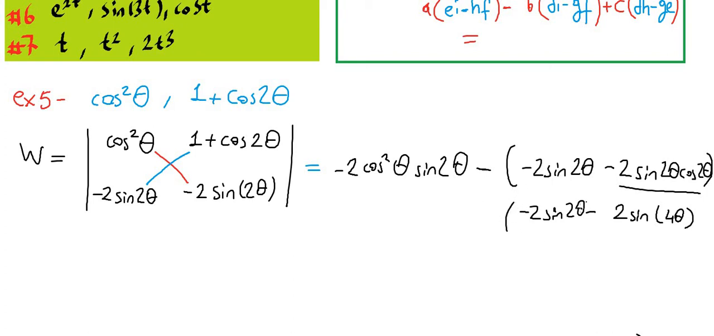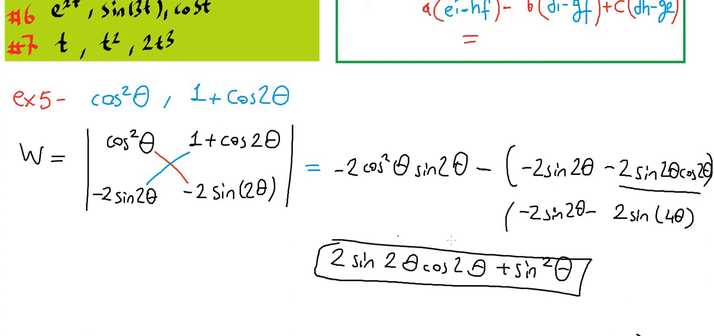You can apply all identities here, and eventually you will still not get equal to 0. And I simplified this as 2 sine 2 theta cosine 2 theta plus sine squared theta. But you can obtain different answers depending on what identities you apply, or you can leave it as it is, and obviously it is not equal to 0, so they are linearly independent.